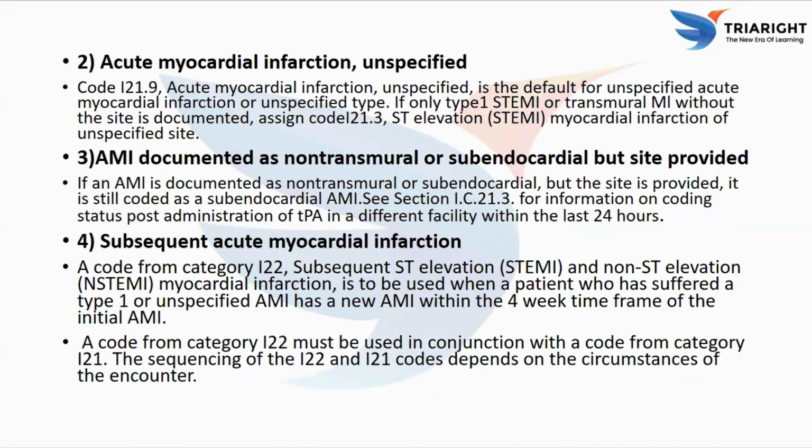This is used when the doctor says the patient has a heart attack, but doesn't specify the type or location in the heart. If it's known to be a type 1 STEMI, but the exact site, whether it is the anterior wall or the inferior wall, is not documented, what do you have to code? You have to code I21.3, that is STEMI of unspecified site.